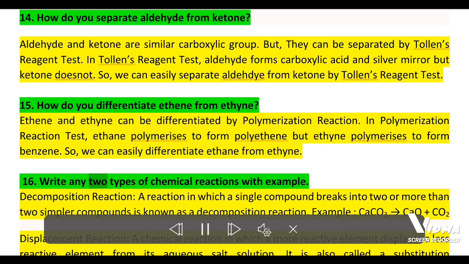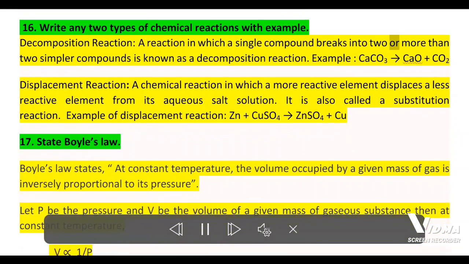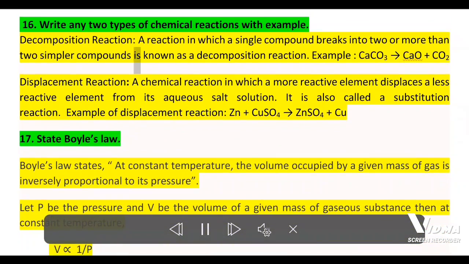16. Write any two types of chemical reactions with example. Decomposition reaction. A reaction in which a single compound breaks into two or more simpler compounds is known as a decomposition reaction. Example: CaCO3 → CaO + CO2.